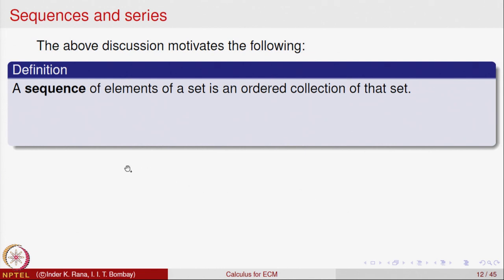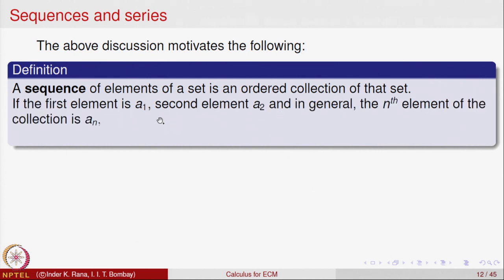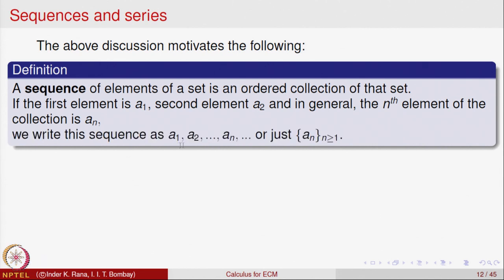So, this motivates the following definition of a sequence. A sequence of elements of a set is an ordered collection of that set. Ordered means there is order: you pick up an element, call it the first, pick up another one, call it the second one, and so on. The first element is A1, the second element you can call A2, and the general nth element An. So, this gives us an ordered collection A1, A2, A3, and so on, which is normally written as curly bracket An, the nth term, n bigger than or equal to 1. So, a sequence is an ordered collection of numbers and is denoted by this symbol An.